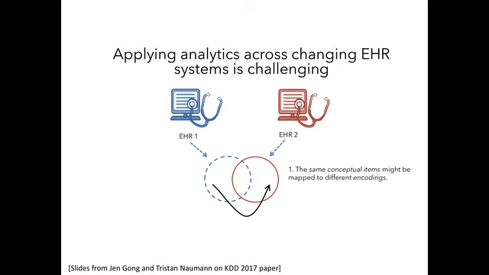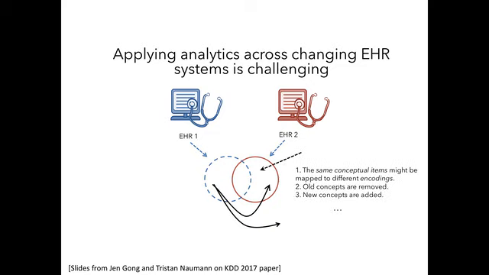How can things change? Well, it could be that the same concept in electronic health record 1 might be mapped to a different encoding, so that's like an English to Spanish type translation, in electronic health record 2. Another example of a change might be that some concepts are removed, like maybe you have laboratory test results in electronic health record 1, but not in electronic health record 2, so that's why you see an edge to nowhere. Another change might be that there are new concepts. So the new institution might have new types of data that the old institution didn't have.